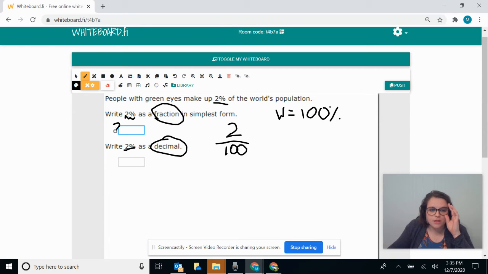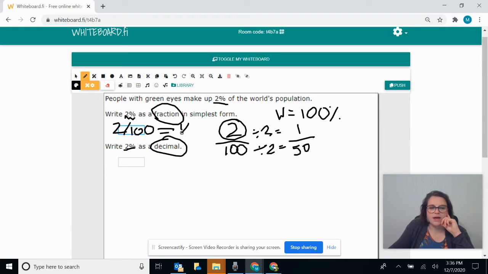So that would be the fraction. If you wanted to make it its most simple form, the greatest common factor is 2, because 2 can go into both 2 and 100. So if you divided both by 2, 2 divided by 2 is 1, and 100 divided by 2 is 50. So the most simplified version of that is going to be 1 out of 50.